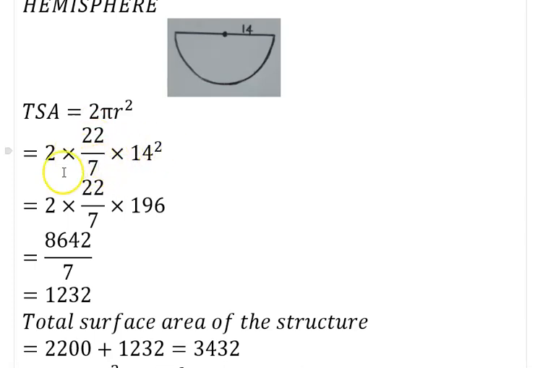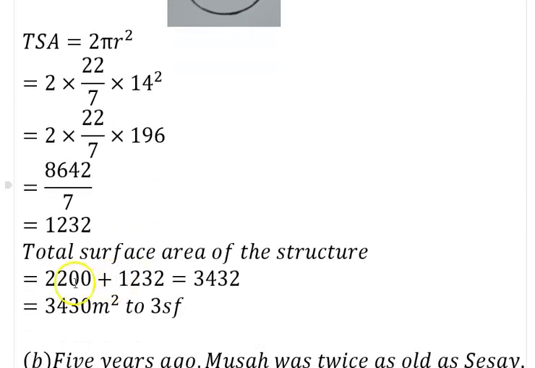So 14 squared will give us 196. So if you say 196 times 22 times 2 will give you what? 8642, divided by 7 will give you 1232. So we've been able to get the total surface area of the cone and the hemisphere. We just add it together because it is just one structure. 2200 for the cone, 1232 for the hemisphere. So we have 3432.